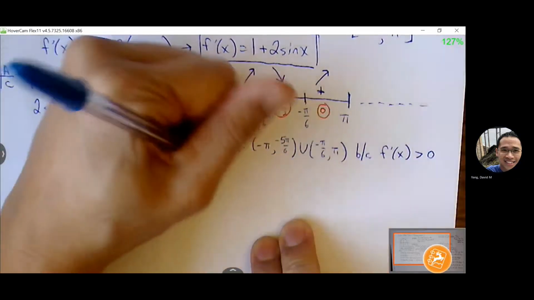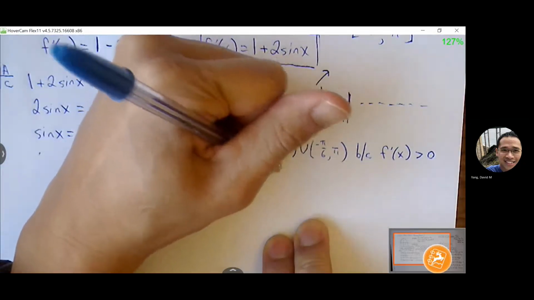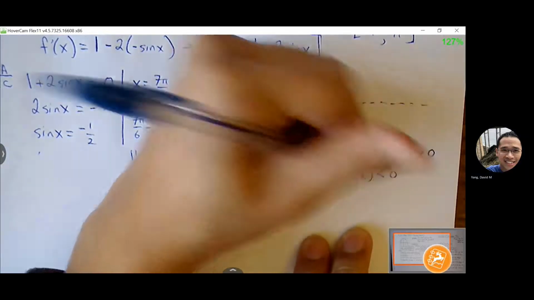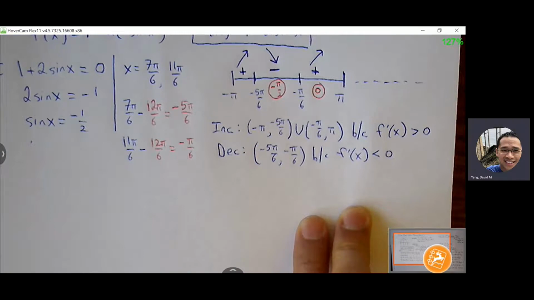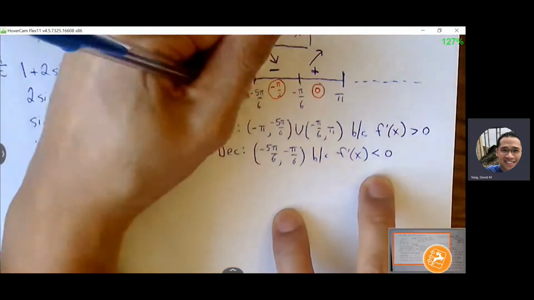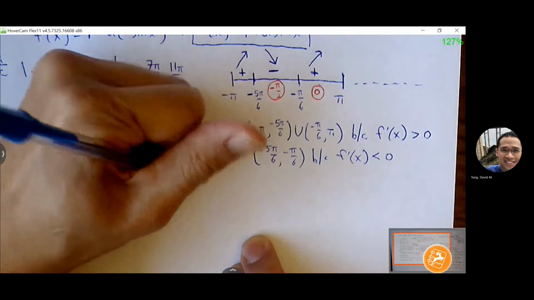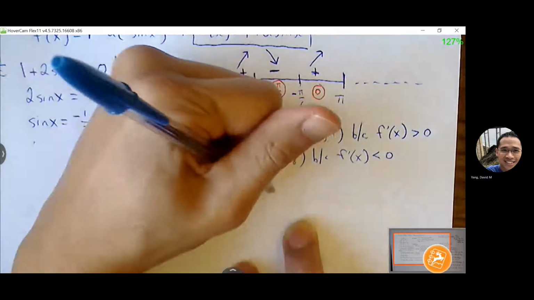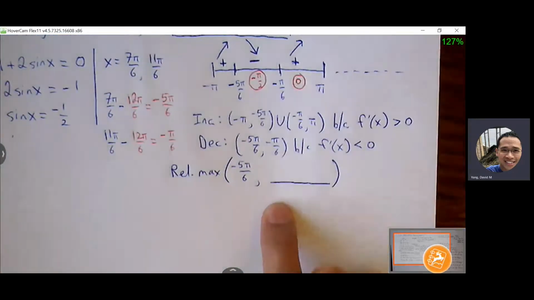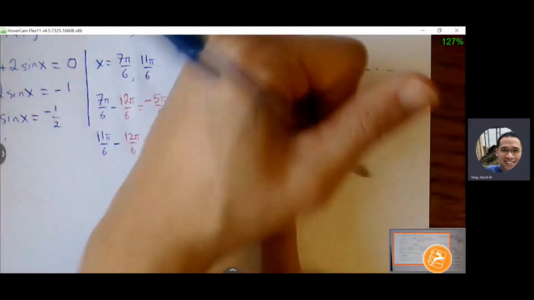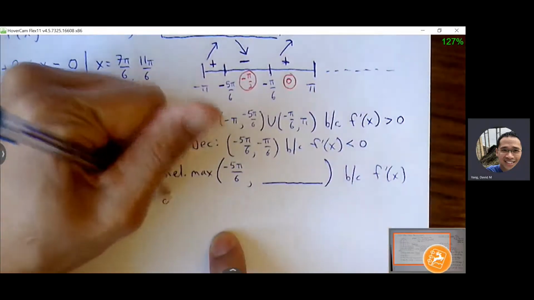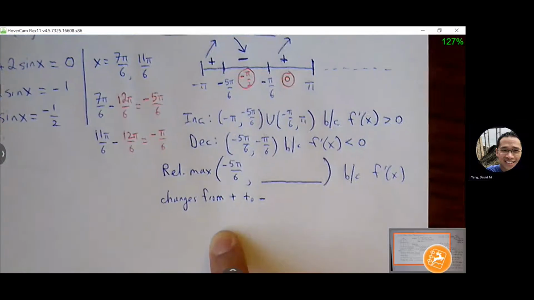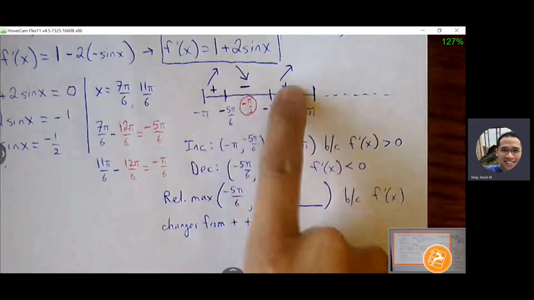Okay, decreasing. Okay, we also know there's a relative max. We'll leave some space for the y value. It'll be a little messy here, but we'll find that out later, because f prime changes from positive to negative. Okay. We also know there's a relative minimum, right? Decrease to increase.